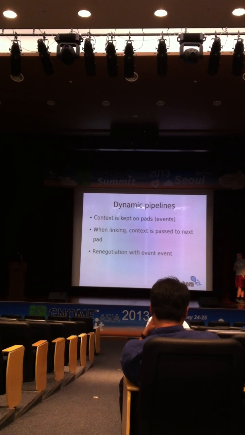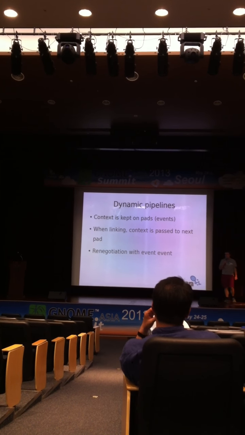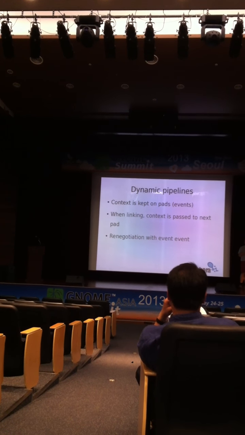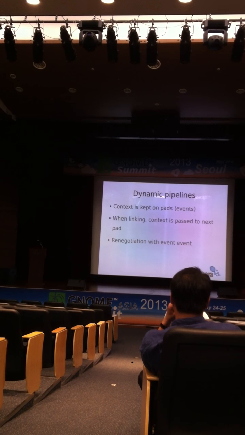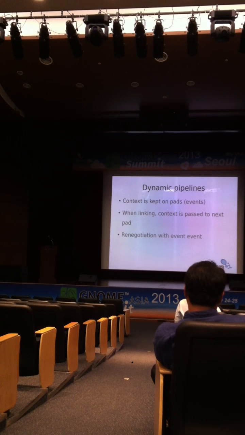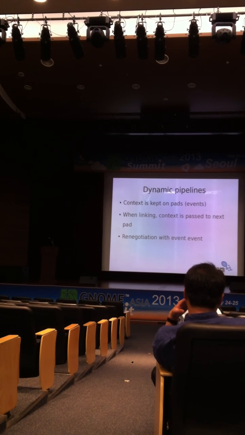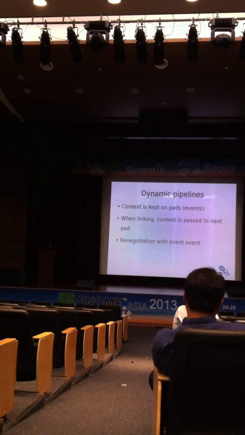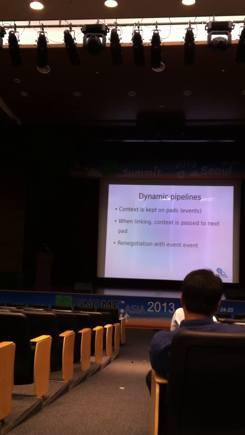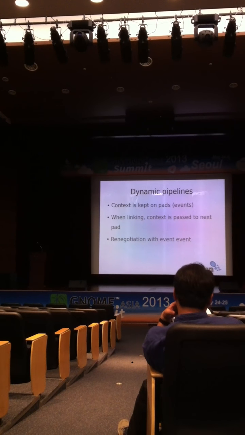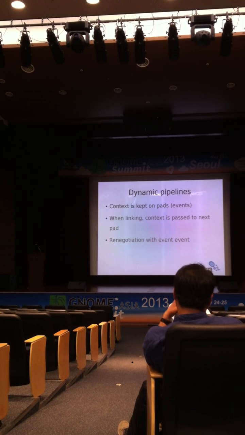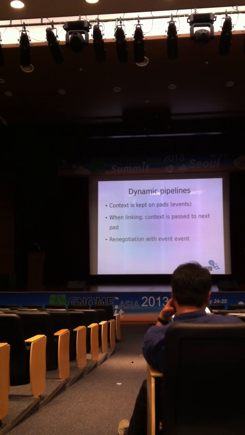GStreamer 1.0 is a big improvement. It makes it much easier to do dynamic pipelines. Dynamic pipeline means changing elements in the pipeline while it's playing, while it's running. Previously, the context was sometimes attached to the buffers, but sometimes just in events that had passed through the pipeline at some point, that every element had to remember. Now the core, the pads, which are the things that connect the elements, will remember that context. So if you remove one element and put a new one, then all this context will be pushed into this new element automatically.